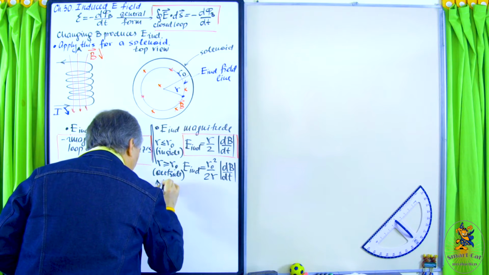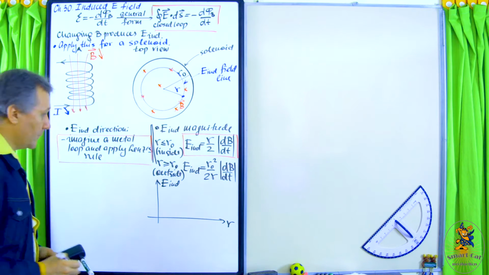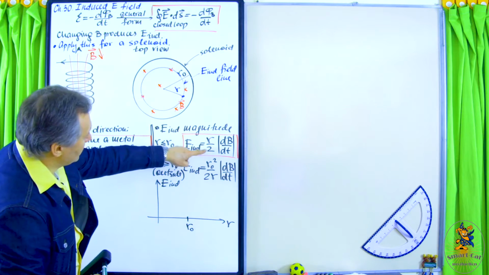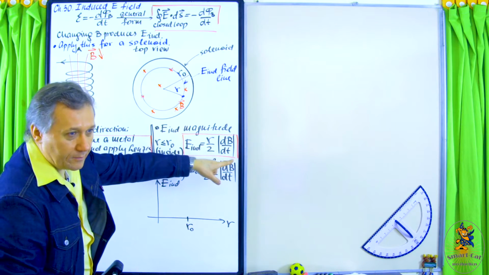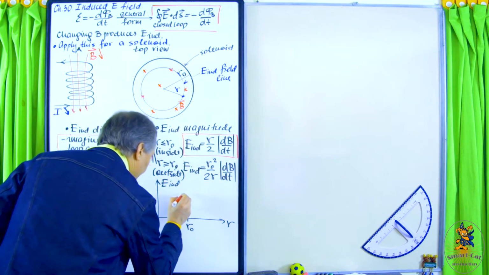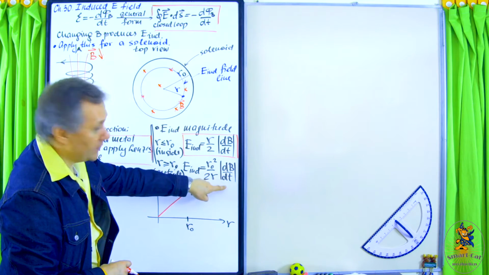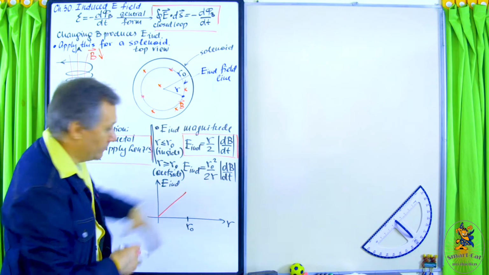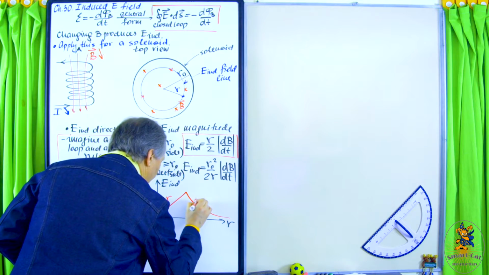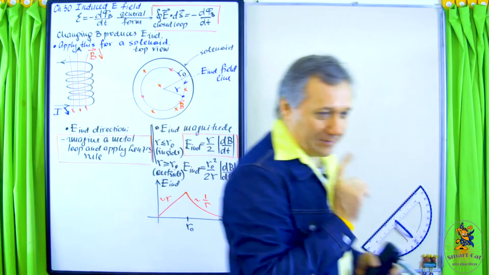So let's say we have E induced versus r. This is R naught, the radius of the solenoid. First, what happens? Let's assume dB/dt is given. Then first, inside, it grows with r linearly. And then outside, again, R naught is given, dB/dt is given, and it decays as 1 over r. So here it is proportional to r, here it is proportional to 1 over r. So that's how the induced electric field behaves.